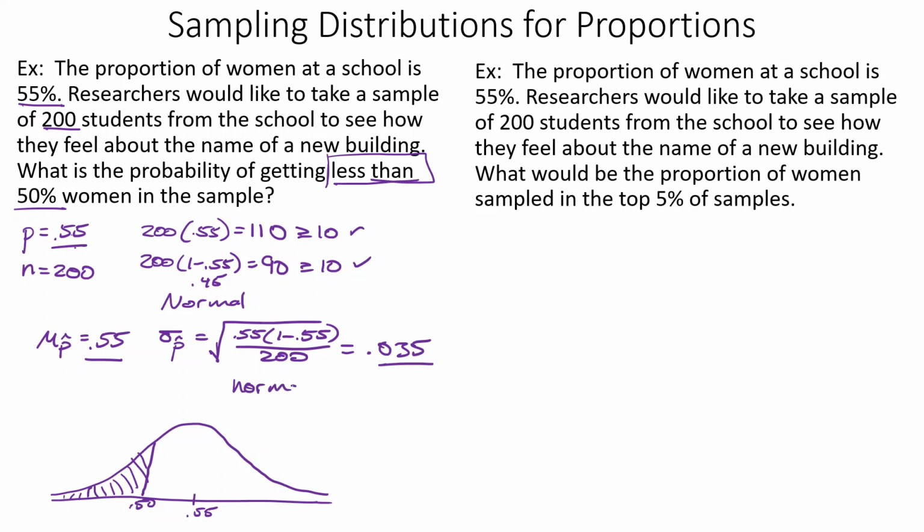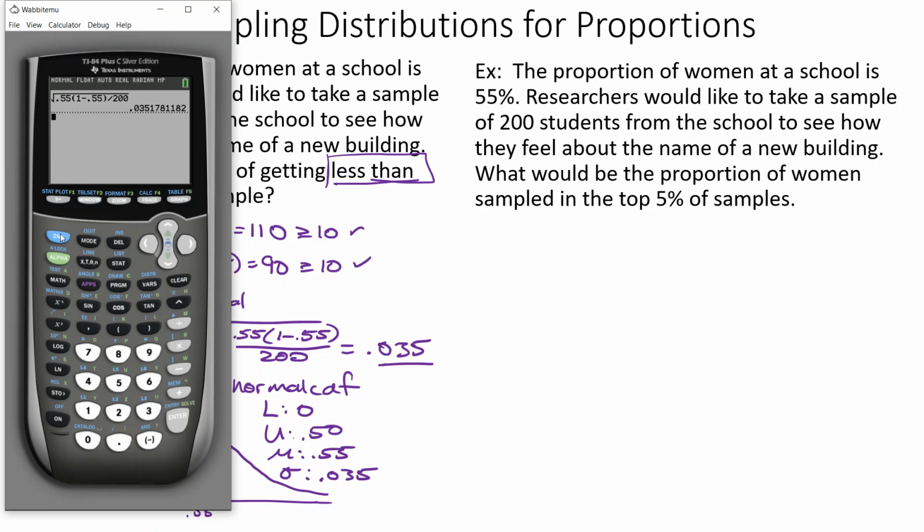So normal CDF, our lower bound would be like 0. We get down to 0% down here. Our upper bound would be the 0.50. The mean is the 0.55, and the standard deviation is 0.035. So everything here is decimals. That's pretty common here. So normal CDF, we're going from 0 to 0.50, 0.55 is our mean, and 0.035 is our standard deviation. There's our normal CDF, and 0.0765.